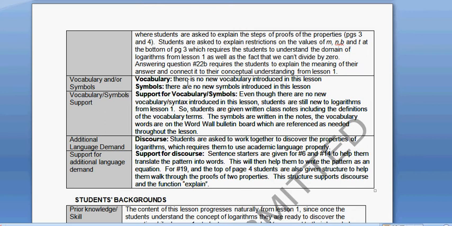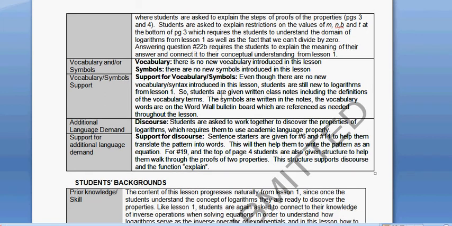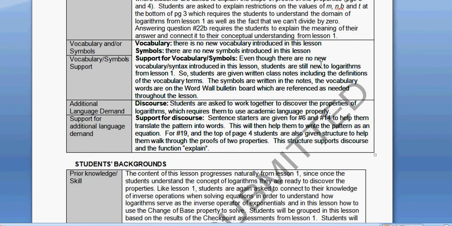Let me give you another example of how I supported vocabulary. So this one actually had no new vocabulary in this lesson, and no new symbols, because this would be the second lesson right after the previous one. But even though there's no new vocabulary or syntax introduced in the lesson, students are still new to logarithms. So students are given written class notes. Again, that's a way of supporting it. They have it in writing.